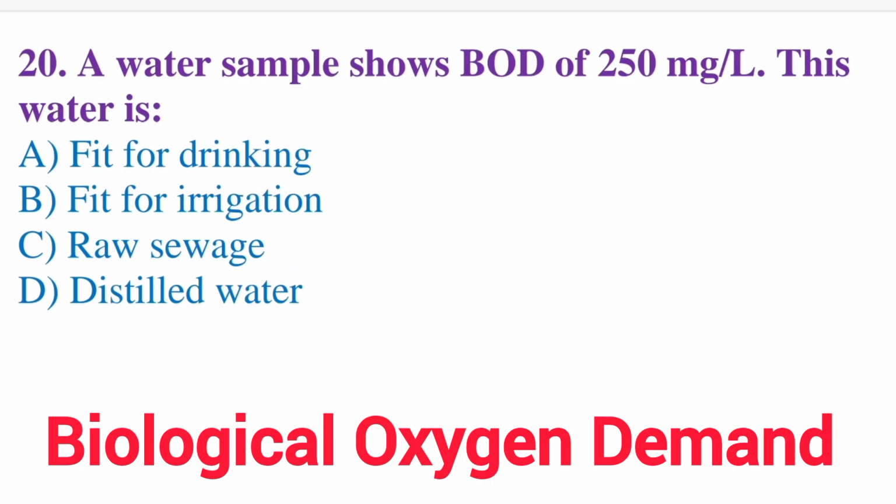Next question, a water sample shows BOD of 250 mg per liter. This water is option A fit for drinking, option B fit for irrigation, option C raw sewage and option D distilled water. So the BOD for drinking water is less than 1 mg per liter. And also 100 to 400 mg per liter BOD is highly polluted. So the correct answer will be raw sewage.